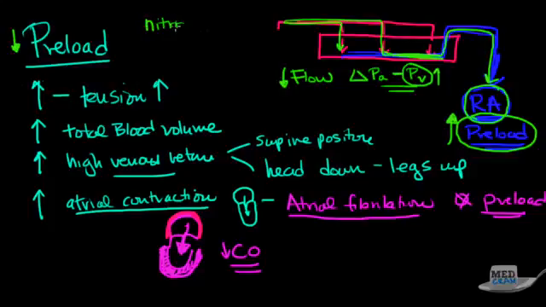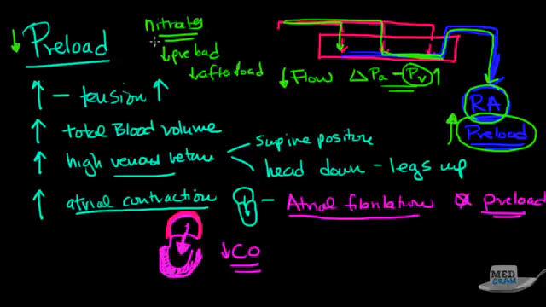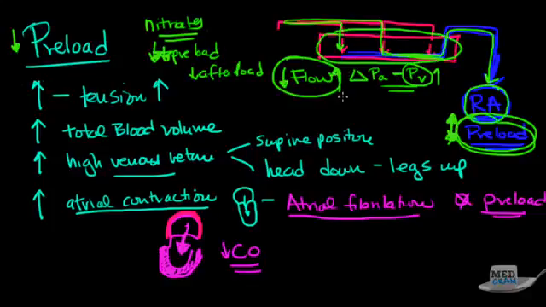Guess what nitrates do? Nitrates actually drop preload and something called afterload, which we're going to talk about. But they actually drop preload more. And that's actually the primary mechanism by how they increase coronary artery flow, is by dropping the preload. It actually increases the flow to the myocardium when it's ischemic. Okay, so that's preload. Let's talk about afterload next.